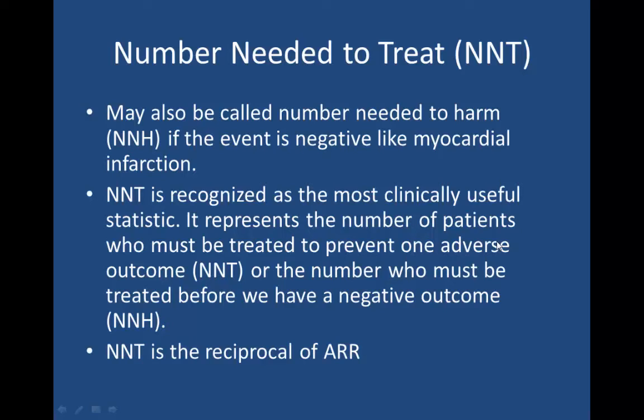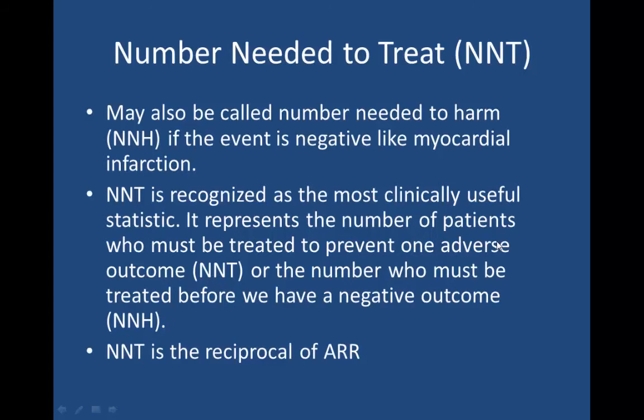Number needed to treat is recognized as the most clinically useful statistic. It represents the number of patients who must be treated to prevent one adverse outcome, that's number needed to treat, or the number who must be treated before we have a negative outcome, number needed to harm. And these are calculated exactly the same. It's just if we're looking at a positive thing, we call it number needed to treat. If we're looking at a negative outcome, we would call the result a number needed to harm.